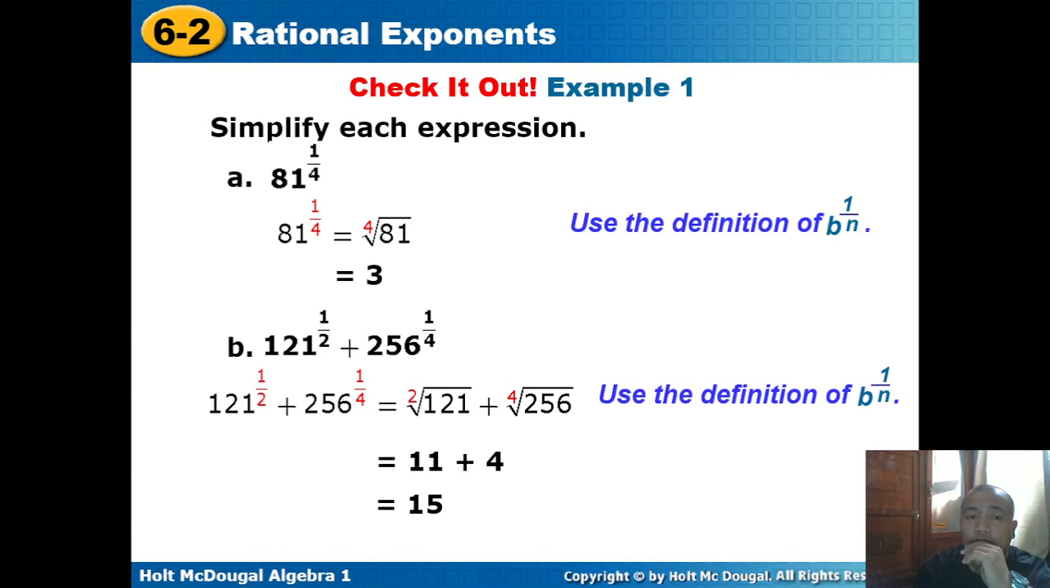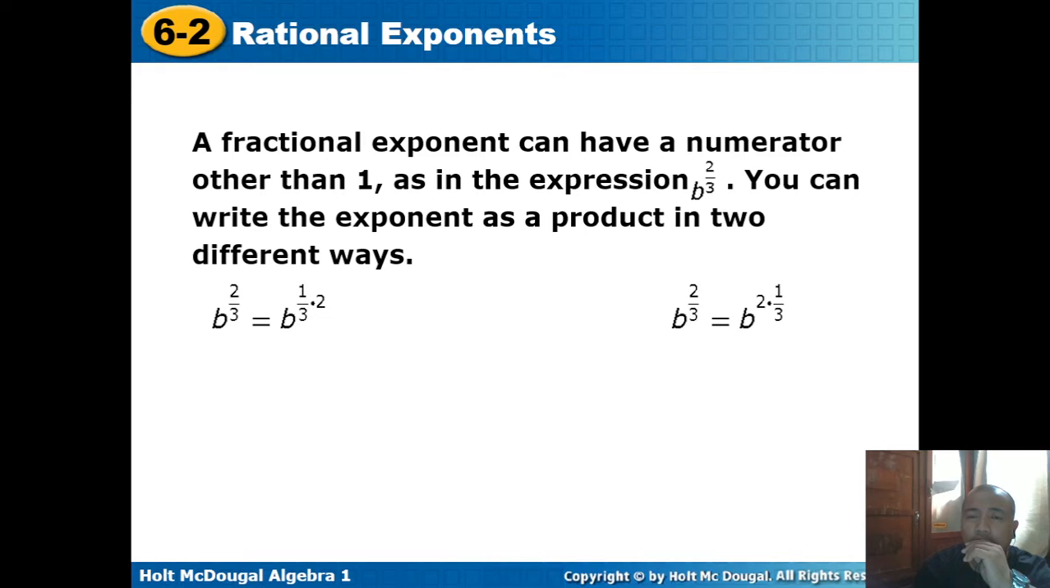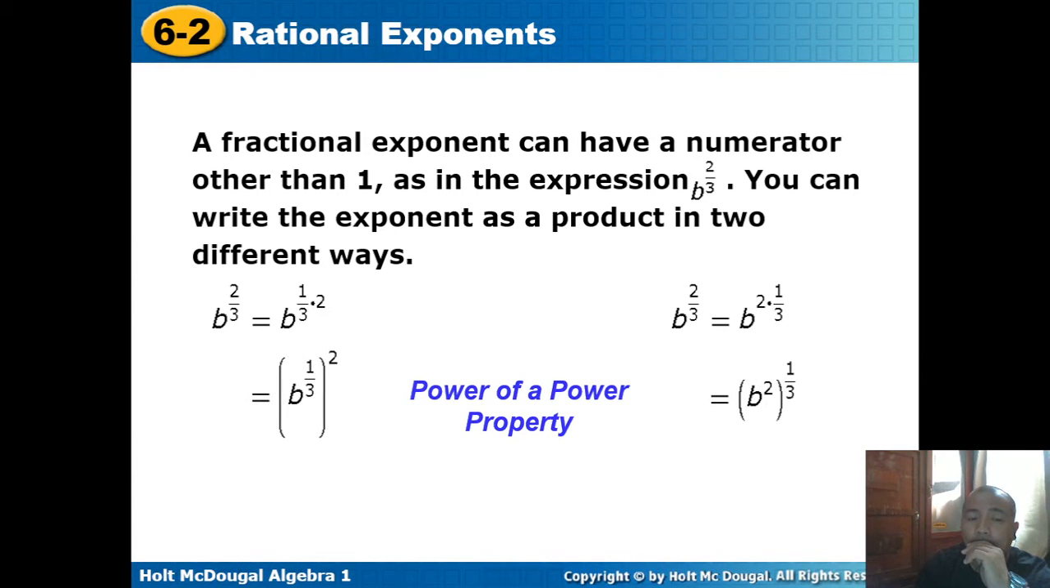Okay, can you follow? A fractional exponent can have a numerator other than 1, as in the expression b raised to 2/3. You can write the exponent as a product in two different ways. We can write b raised to 2/3 equal to b raised to 1/3 times 2, or b raised to 2/3 equal to b squared raised to 1/3. Okay, it's just the same. It's the power of a power property. So b raised to 2/3 can be written as the quantity b raised to 1/3, squared, or as the quantity b squared, raised to 1/3.